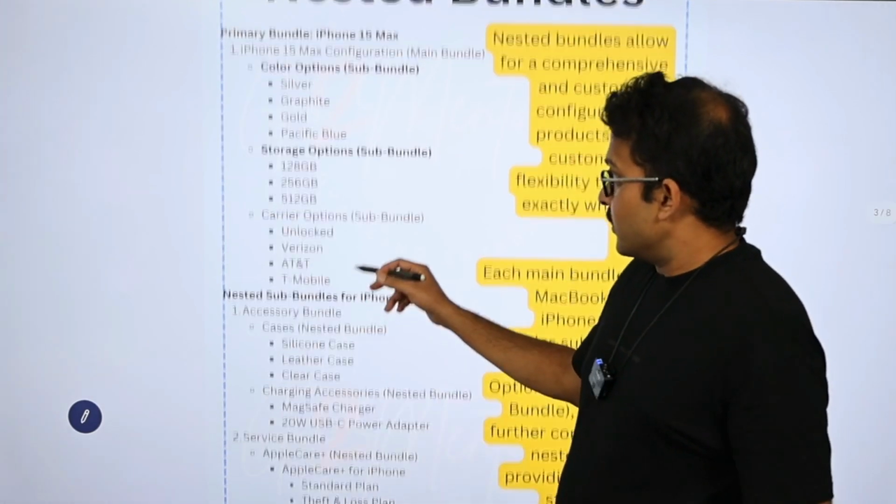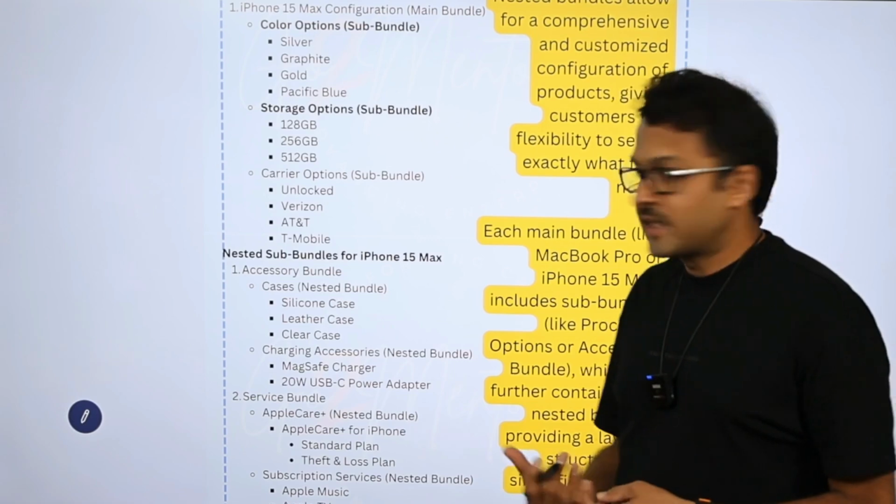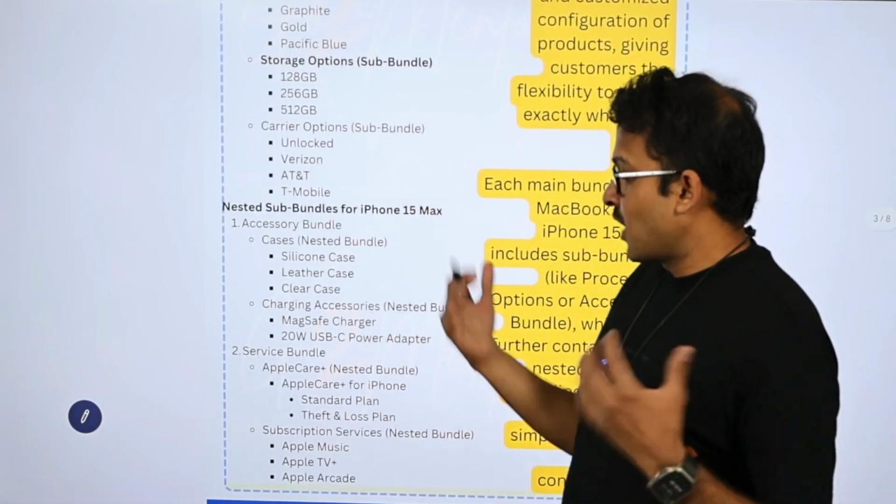You could also, depending on where you are buying this phone, it could come with an unlocked version where you pay upfront, or it could be tied up with a service provider, right? So Verizon, AT&T, or what have you. And then you could have multiple other options as well.